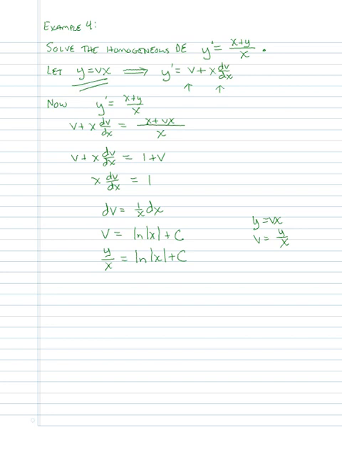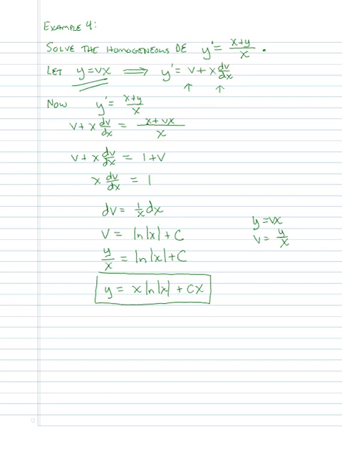Now, what we could do here, pardon me, what we're doing is looking for y, aren't we? So we could easily solve for y here by multiplying on both sides by x. And so we'd have x times natural log absolute value of x plus c times x. So this would be one form of the solution.